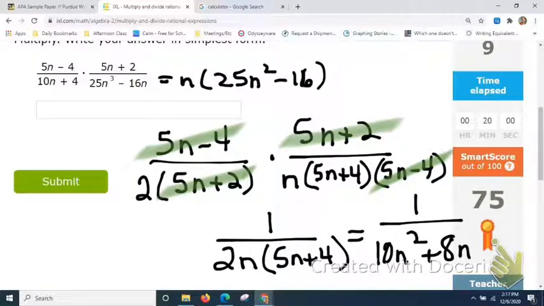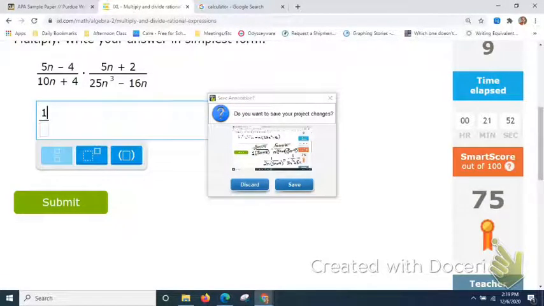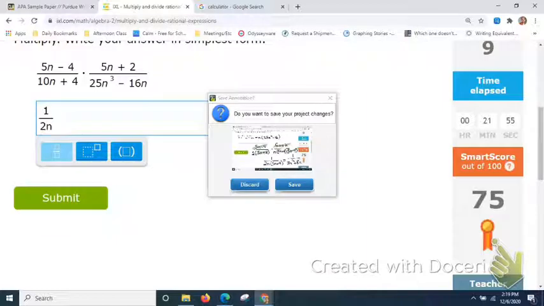It would not be wrong to do that, but if you mess up multiplying that out, then you just took a perfectly good answer, did more work, and then got it wrong. So it's okay to leave it in factored form. Factored form is still simplest form, all right? As long as there's nothing that can still be canceled out. So 2n times 5n plus 4. So 1 over 2n, 5n plus 4.